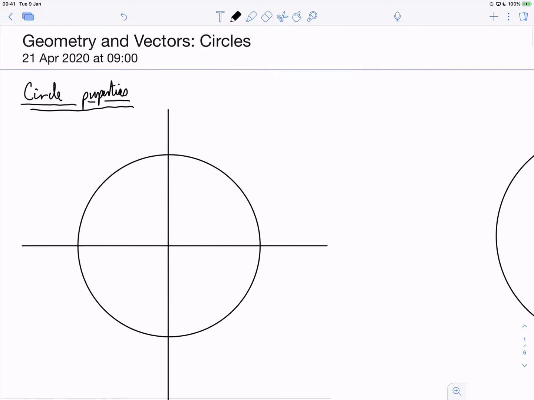Just recapping some circle properties, some circle theorems, looking at some problems to do with coordinate geometry, just getting you a little bit more familiar with circles. Now, circular motion appears in lots of different things.